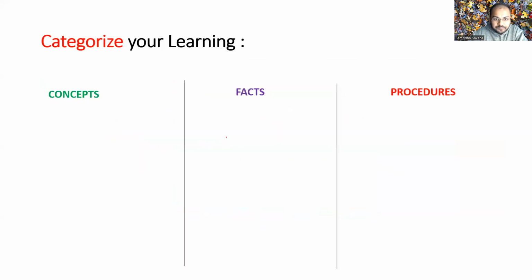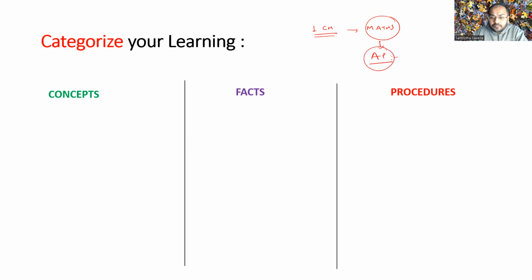Now, the third thing which I wanted to cover in today's video was how to categorize your learning so that you can remember better. So the very first thing we need to understand is, whatever you are learning, suppose you have learned one chapter. Let's take an example of maths. In maths, which chapter have you done? You have done AP. AP is arithmetic progression, right?